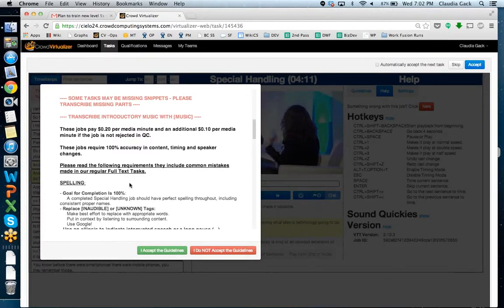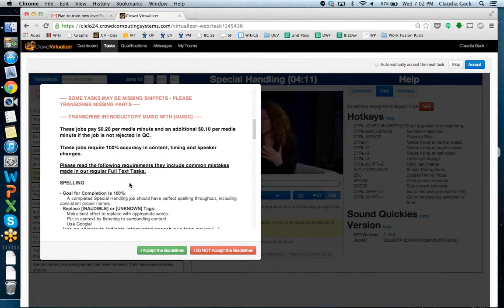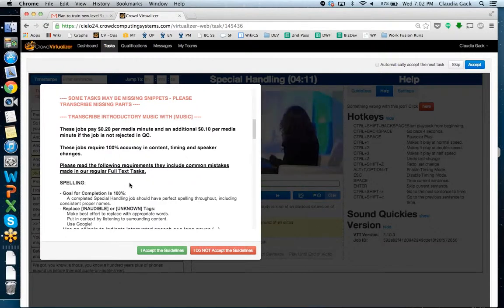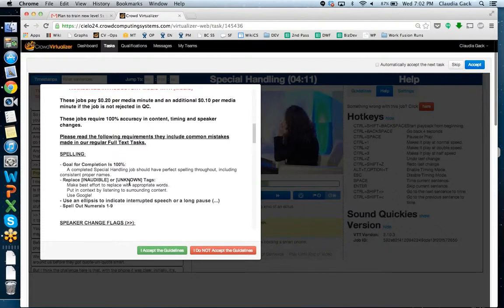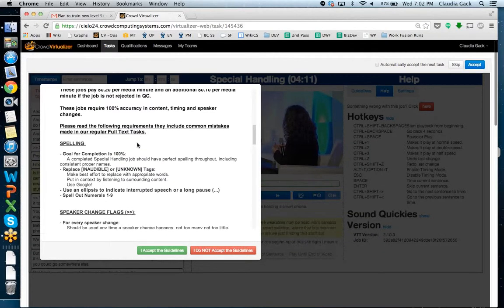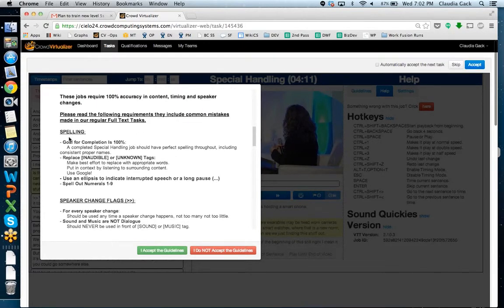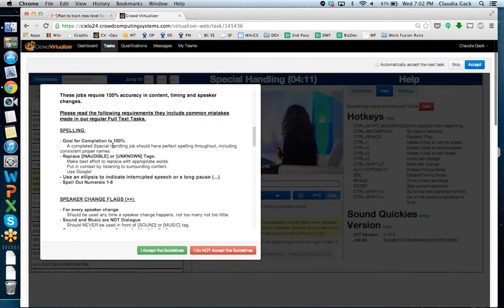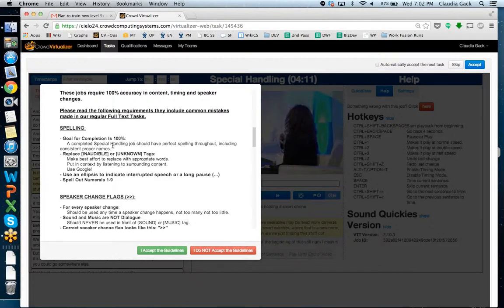These tasks are our highest paying tasks. They pay 20 cents per media minute, and you will receive an additional 10 cents per media minute if the job is not rejected in quality control. So it's really worth the time to take the time and really look over it again. As I said, the goal here is a completion accuracy of 100%.